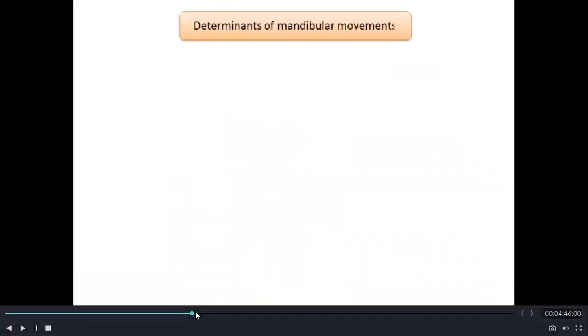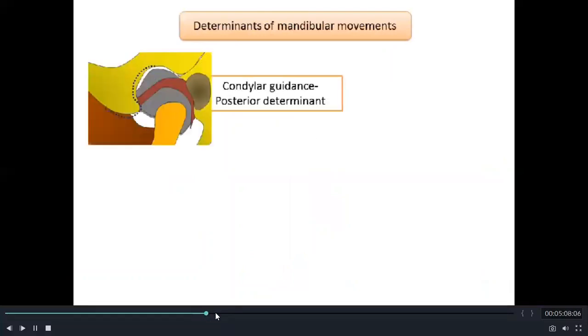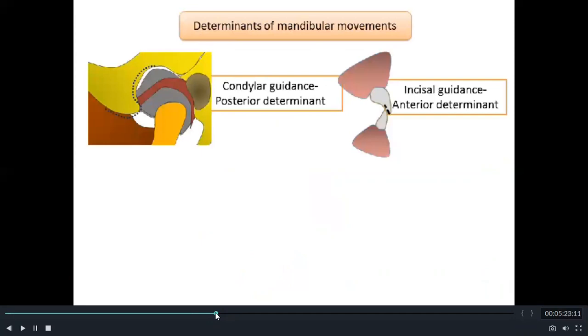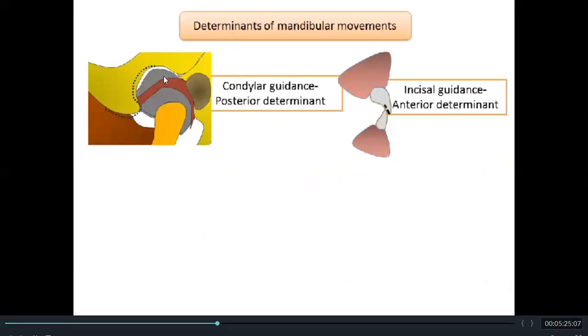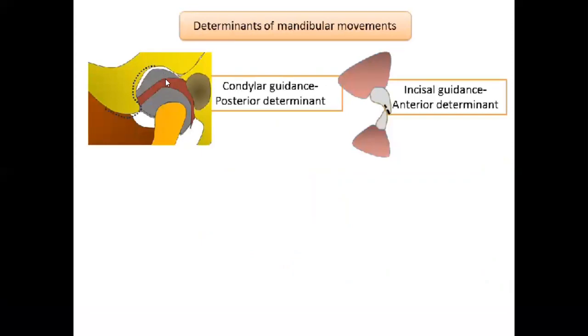What are all the determinants of mandibular movements? The condylar guidance and the incisal guidance. Okay, what is the condylar guidance? It is the relationship of the maxilla and mandible when the teeth are not in occlusion, and incisal guidance is when the teeth are in occlusion.